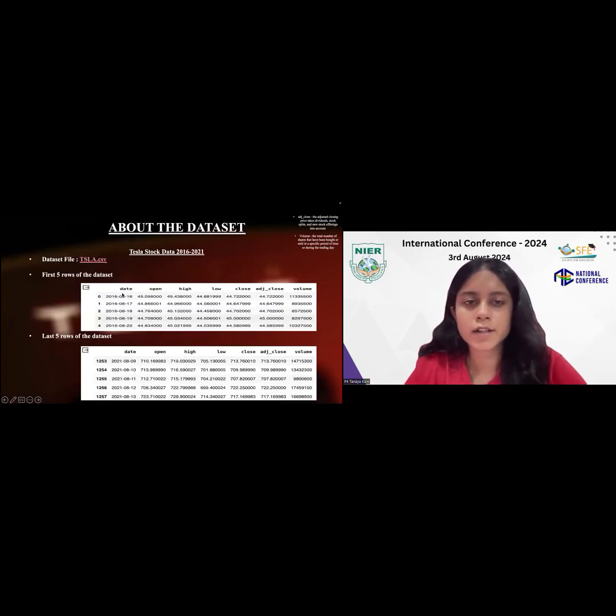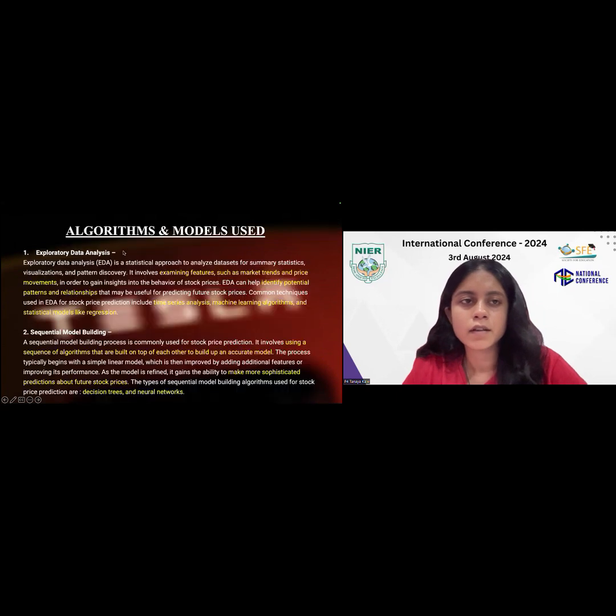So this is how the data set looks. It has a total of 5 attributes, and the attribute on which I have worked is the close price, which is the 5th column over here. And the main algorithm that I have used is EDA, which examines the features, that is the market trends or the patterns, and it identifies the relationships between those.